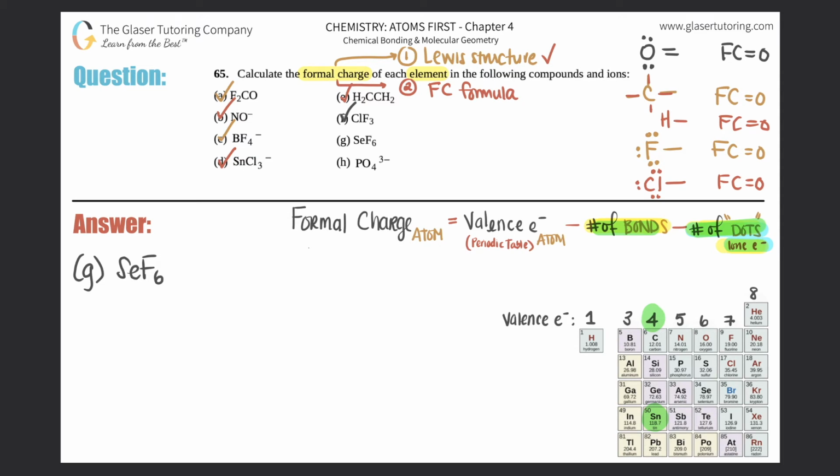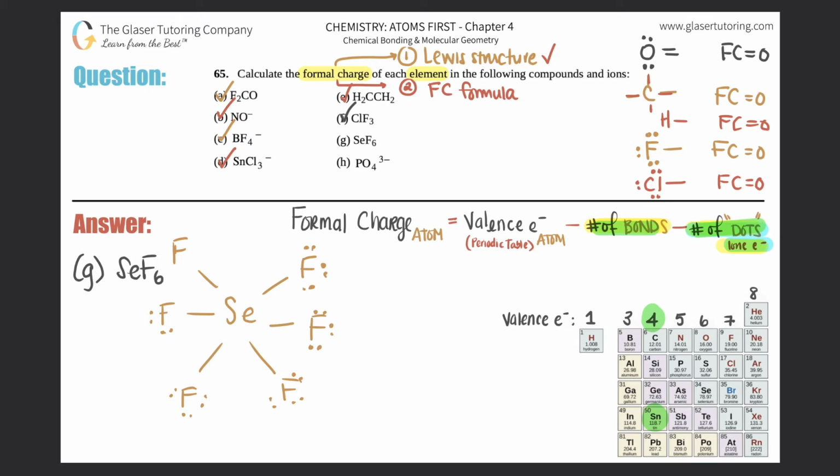SeF6. You could pause the video to see if you can do the Lewis structure by yourself, but you should have selenium in the middle, surrounded by 6 fluorines. 1, 2, 3, 4, 5, 6. And each fluorine should have the 3 lone pairs. I'm just doing this quickly for you guys. But they should all look exactly the same.